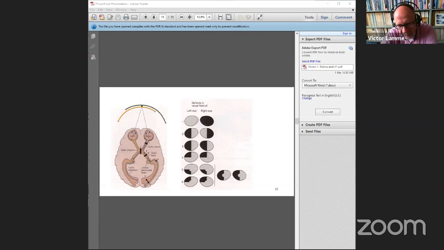Because it's not only the case that left visual field projects to right visual cortex, but also the lower half of the visual field projects to the upper part of your visual cortex, and the upper part of your visual field projects to the lower half of your visual cortex. So that's what's illustrated here.